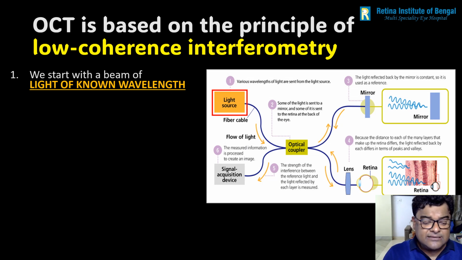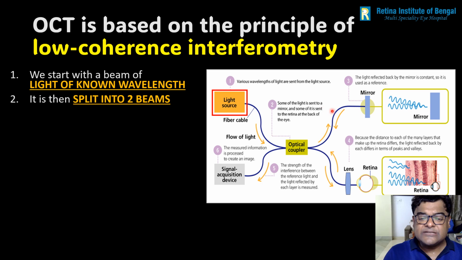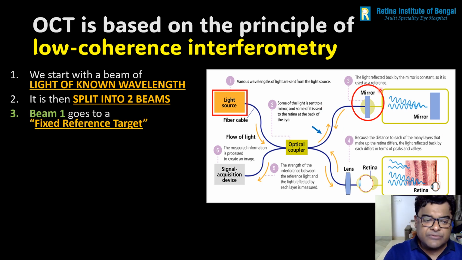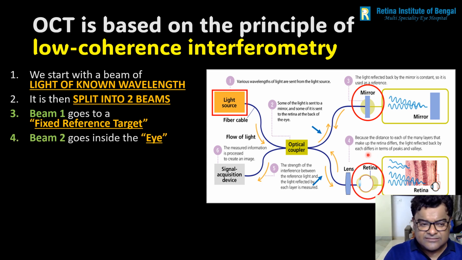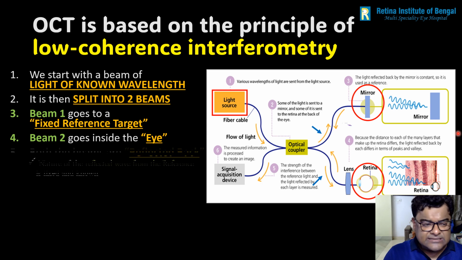The scanning protocol, or the scanning itself, starts with a light source of a known wavelength. Next, this light is split into two beams. One of the beams goes to a reference target. The second goes inside the retina. The light is then reflected from these two targets.